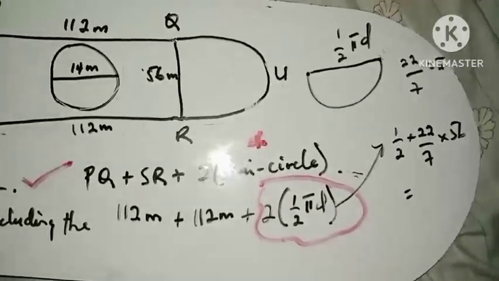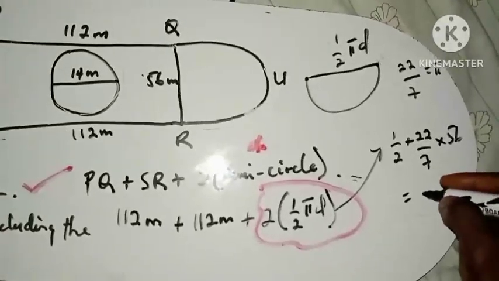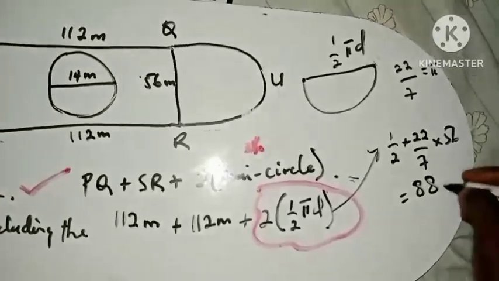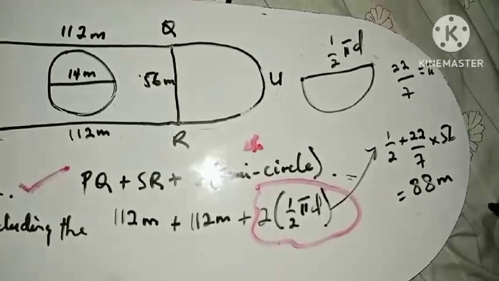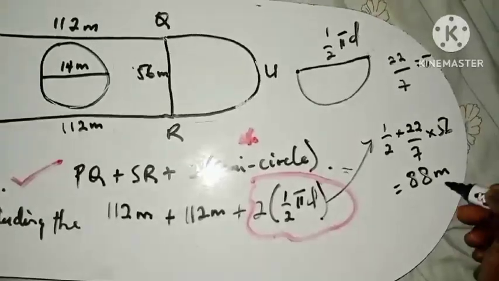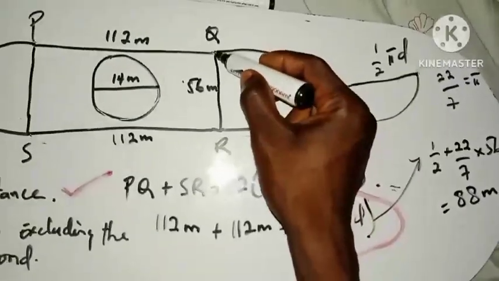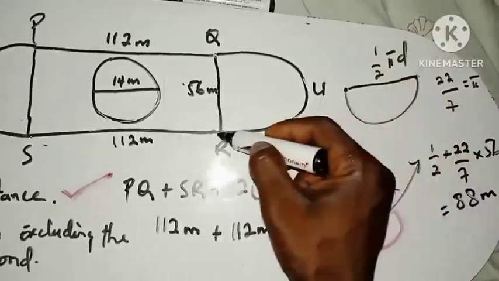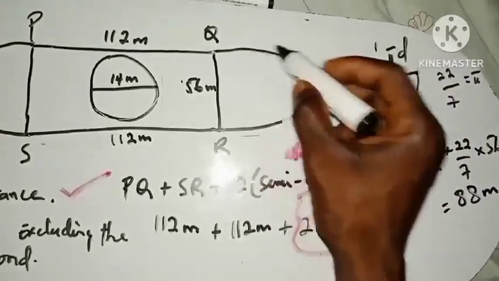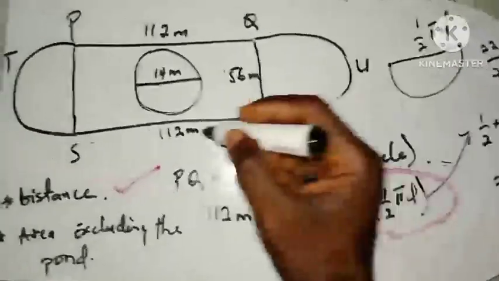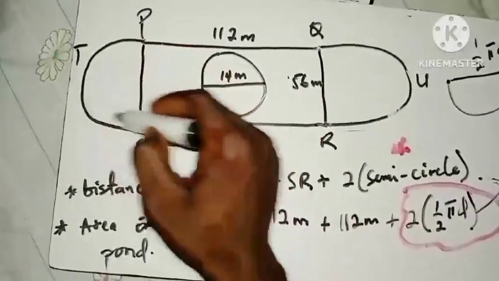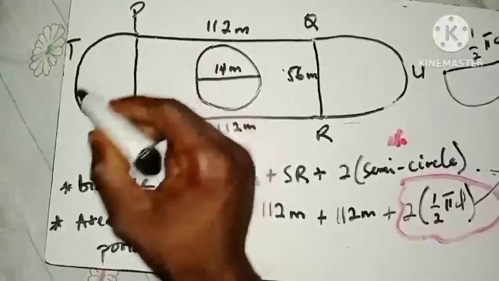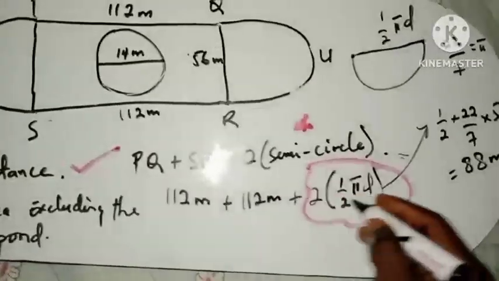So what is the value of this thing? Upon the calculation, what I'm having is 88 meters. Is that okay? So this 88 meters is just for this part, this dimension from here, right? So the length of the semicircle. Okay, so this is just for one. So how many are we having here? We are having 2. So from here to this side is 2. So that is why we multiply this by 2.